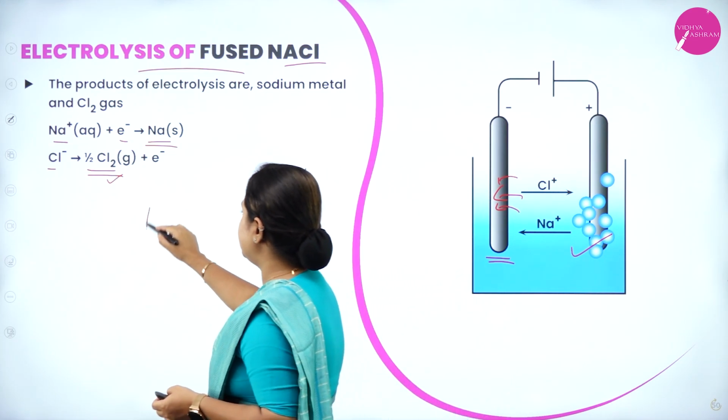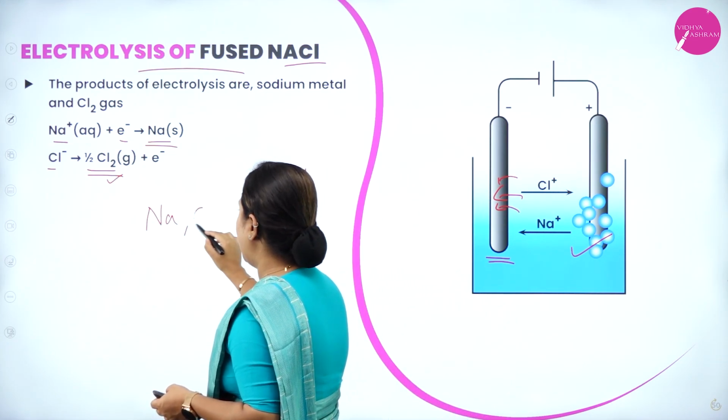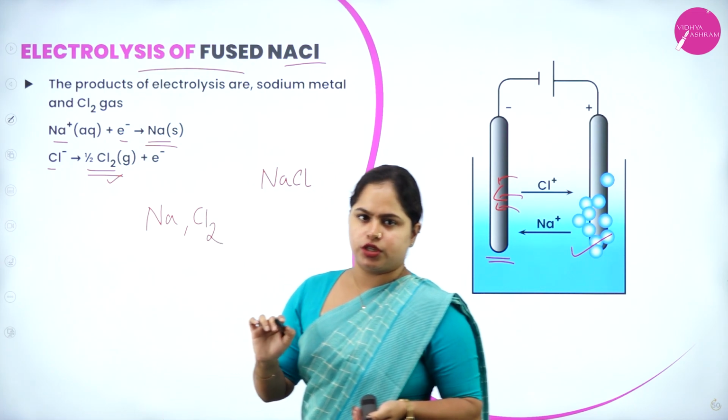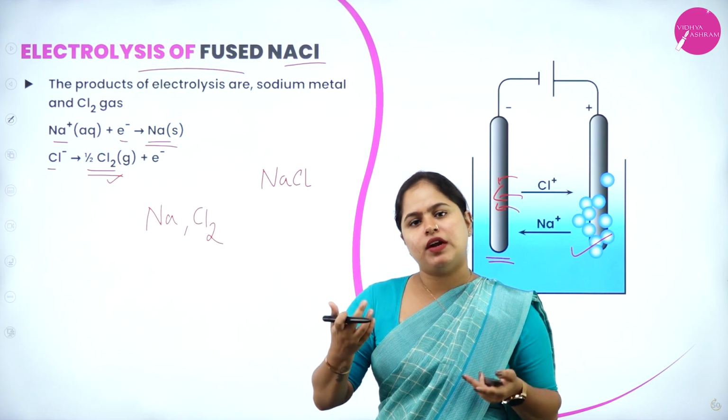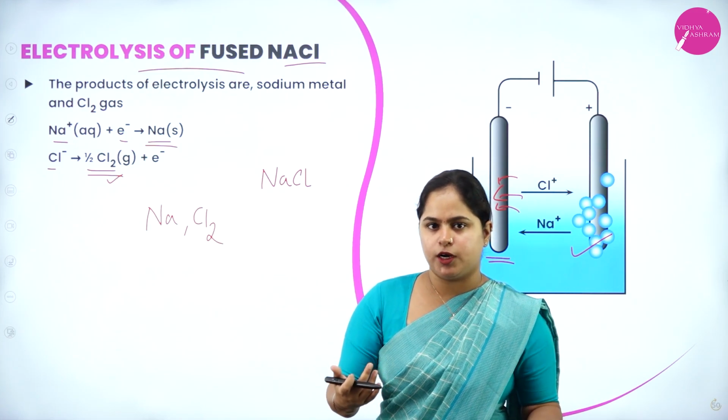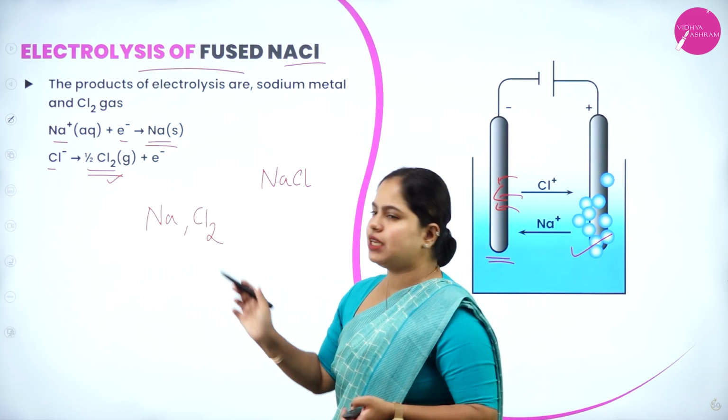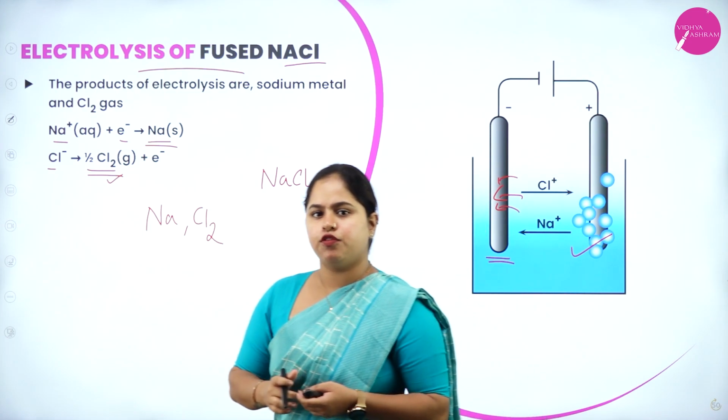That is, the metal sodium will be deposited and chlorine gas will be deposited, because there are only two ions present, that is Na plus and Cl minus. One will undergo oxidation, another one will undergo reduction, and you will get sodium metal and chlorine gas. So this is regarding fused sodium chloride.